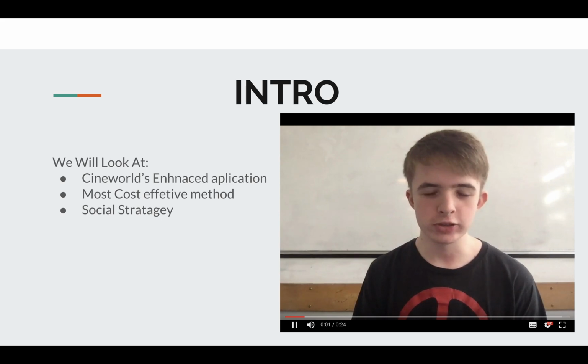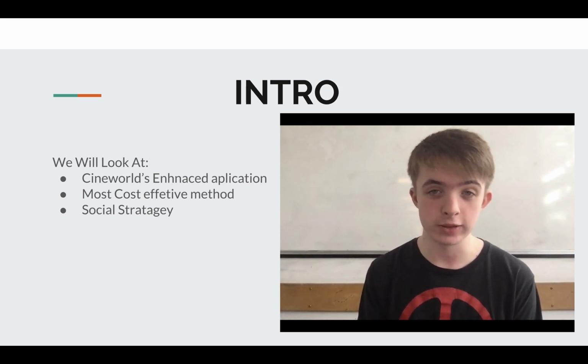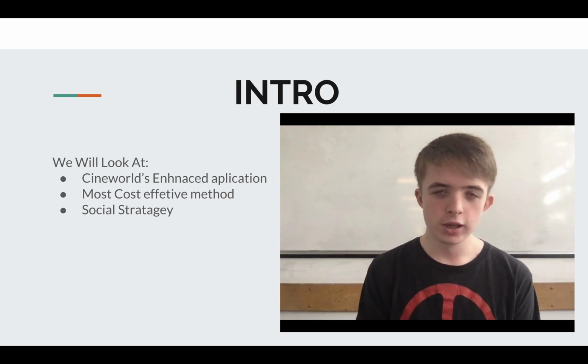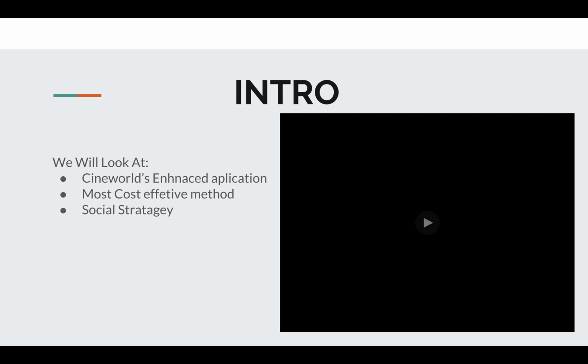In this presentation, we will be looking at how we can aid in the marketing of Cineworld's new enhanced app. We will be looking at what the most cost-effective method to do so is, and we will also be looking at the social strategy. The two methods we have chosen to use are blogs and QR codes. I will now hand you over to my colleague Lilith, who will tell you about blogs.